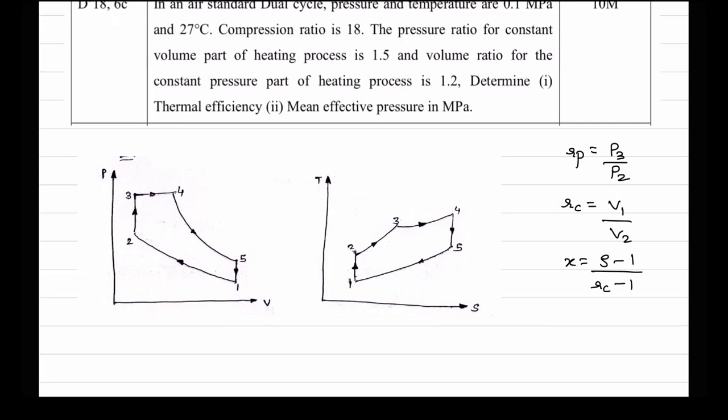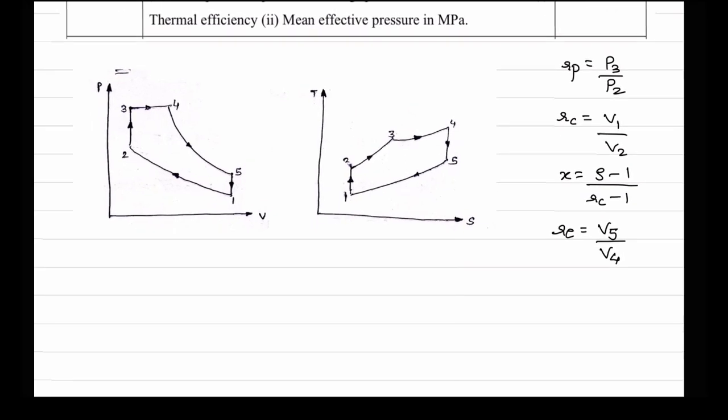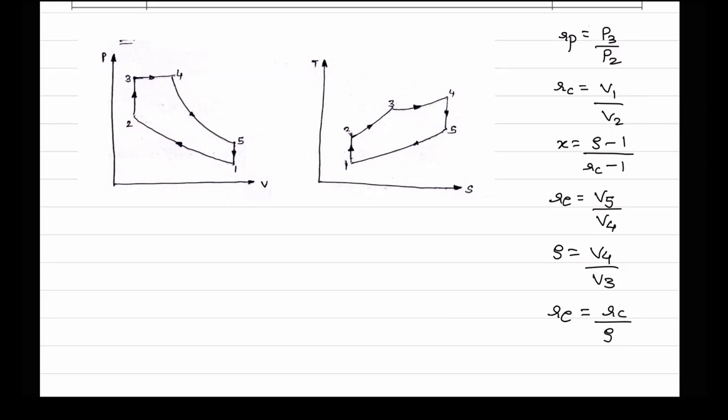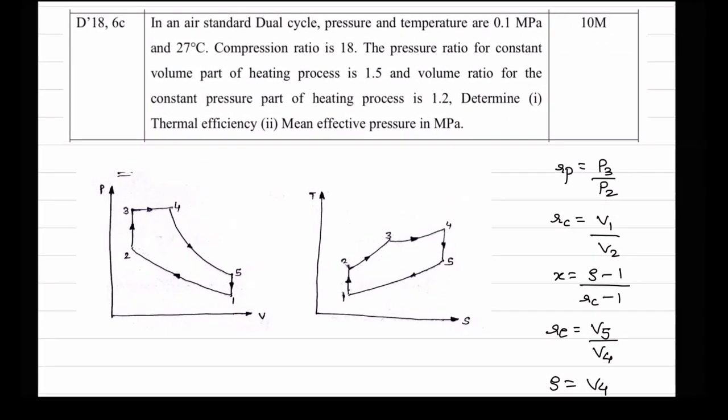Then next we have expansion ratio Re, which is V5 by V4. And then we have cutoff ratio rho, which is V4 by V3. And then we have the relation between Re, Rc, and cutoff ratio. So basically, Re is Rc by rho. So we have written all the equations which we might require in the problem. Now we'll go through the question. What is given in the question?